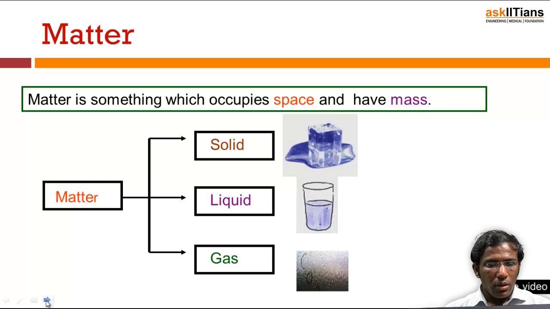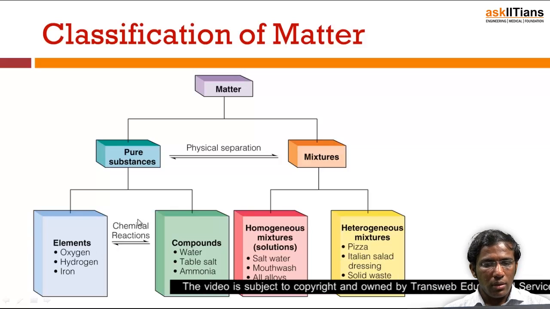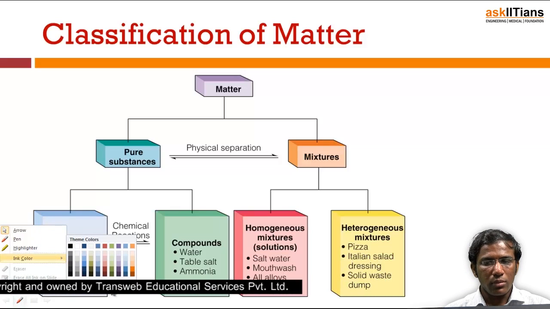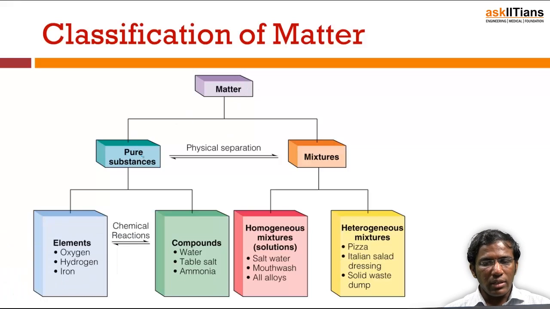On the other hand, matter is also classified chemically. Matter is classified into pure substances and mixtures. Pure substances are further classified into elements and compounds. Mixtures are further classified into homogeneous mixtures and heterogeneous mixtures. Matter is classified into pure substances and mixtures depending upon whether the components can be separated physically or not. In mixtures we have more than one component, and these components can be separated by physical means. But in pure substances they cannot be separated by physical means.